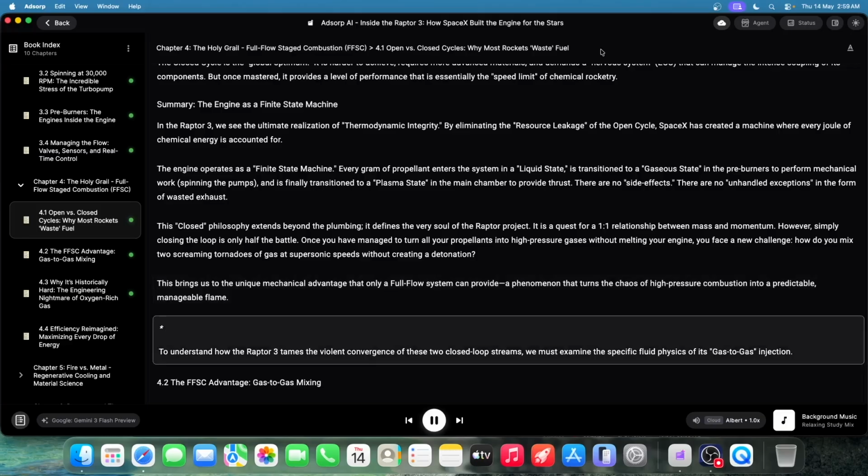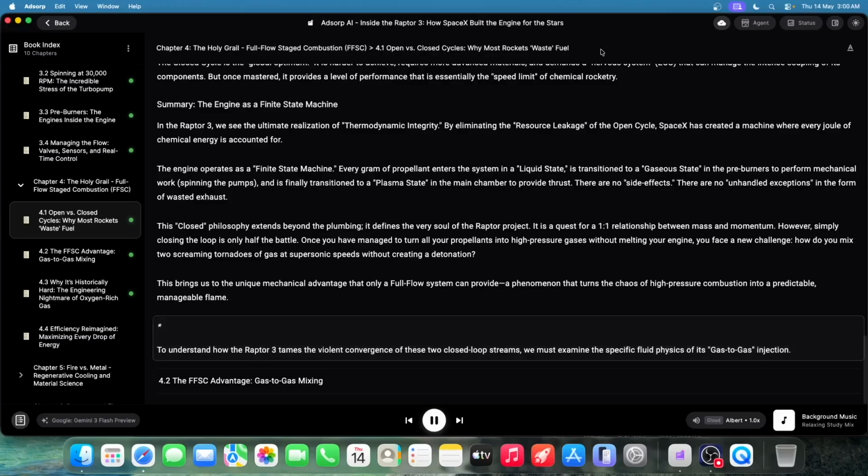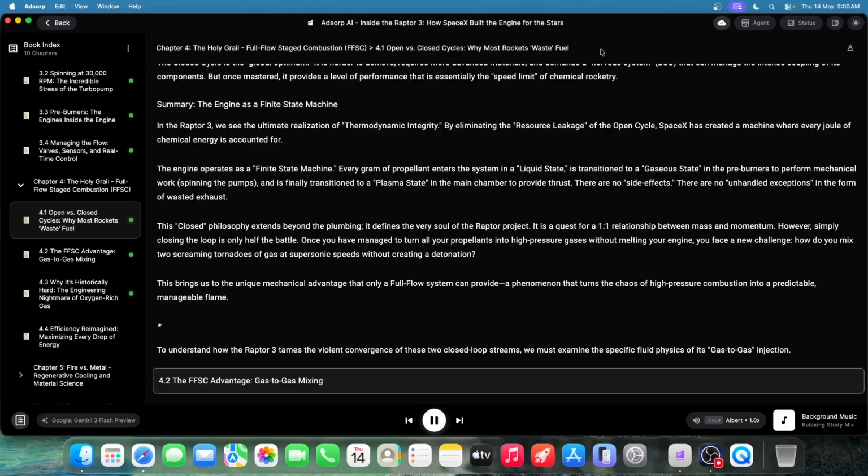To understand how the Raptor 3 tames the violent convergence of these two closed-loop streams, we must examine the specific fluid physics of its gas-to-gas injection. Section 4.2, the FFSC advantage, gas-to-gas mixing.